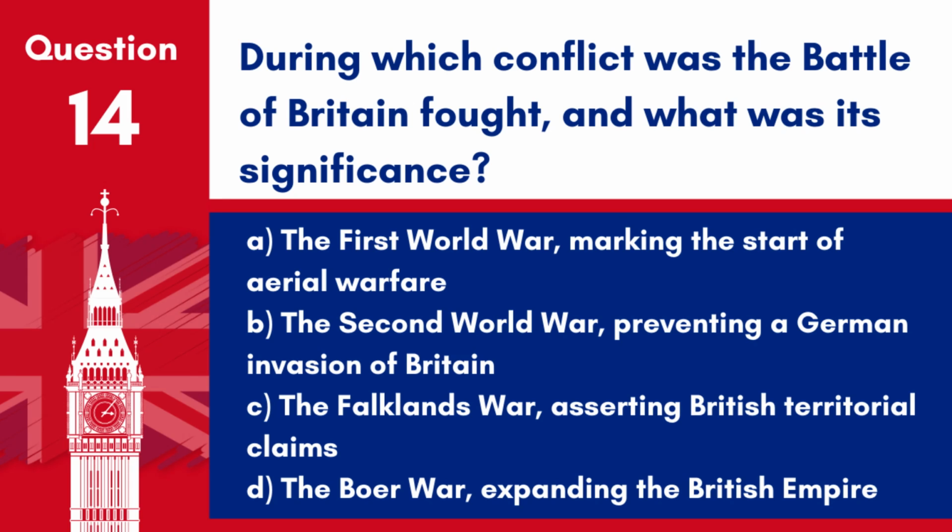B. The Second World War, preventing a German invasion of Britain. C. The Falklands War, asserting British territorial claims. D. The Boer War, expanding the British Empire. Answer: B. The Second World War, preventing a German invasion of Britain. The Battle of Britain was a crucial aerial battle that thwarted Nazi Germany's plans to invade Britain.